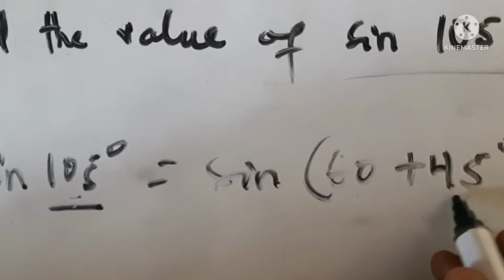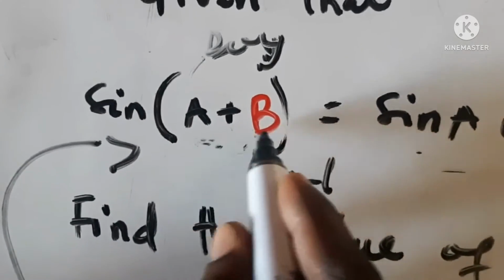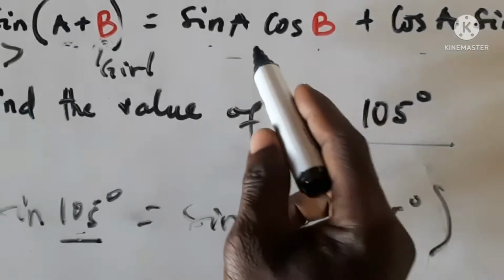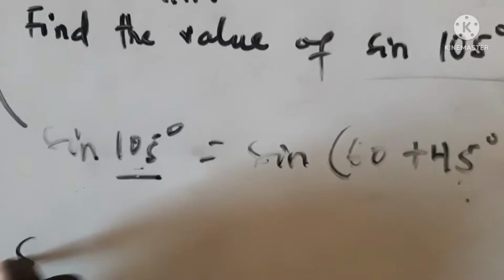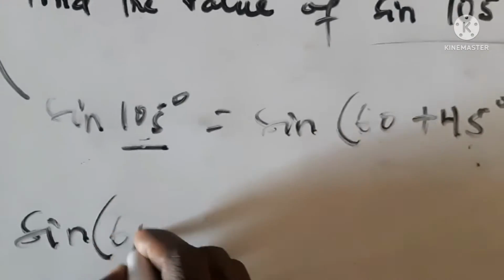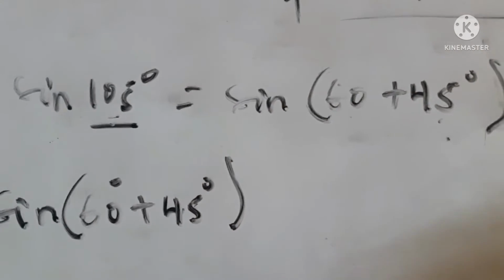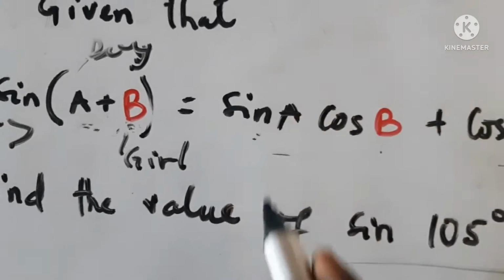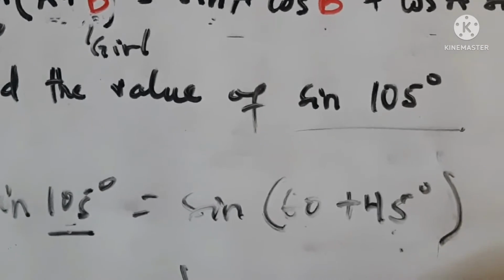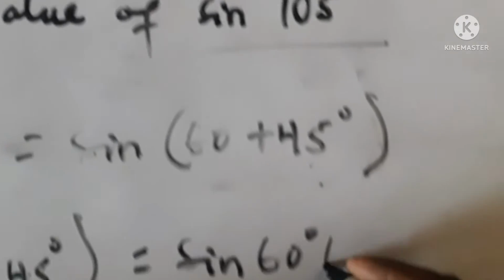Why are we doing this? We are doing this to look similar to the one we are given. Obviously there are two people here. So all you have to do is plug this into the formula, because we are given that sine of a plus b is equal to that. So sine of 60 degrees plus 45 degrees is equal to, who comes first? Sine of a. So a is the first person, sine of a, which is 60 degrees, and then here we have cos b, so cos of what?